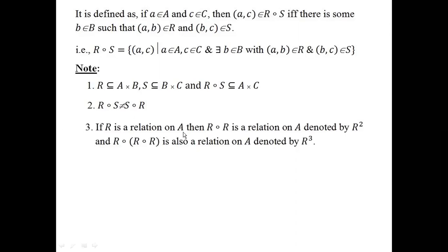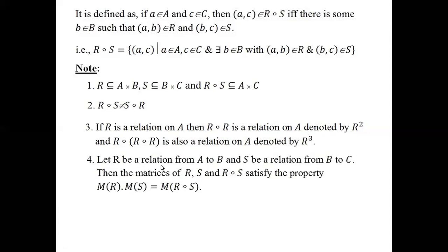Thirdly, if R is a relation on A, then R composition R is a relation on A denoted by R square. So if I don't consider two relations R and S, but simply consider a relation R only, which is a relation on A itself, then R composition R is a relation on A denoted by R square. It becomes like a usual multiplication, R into R, which is R square. And R composition R composition R is also a relation on A, usually denoted by R cube. So even this is a product of R three times. This can happen only when R is a relation on A itself.